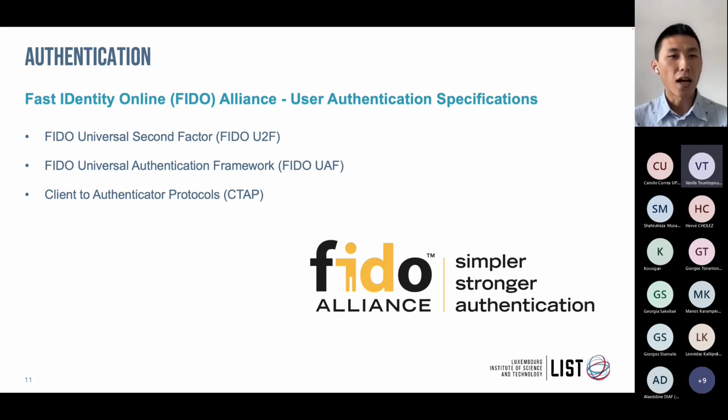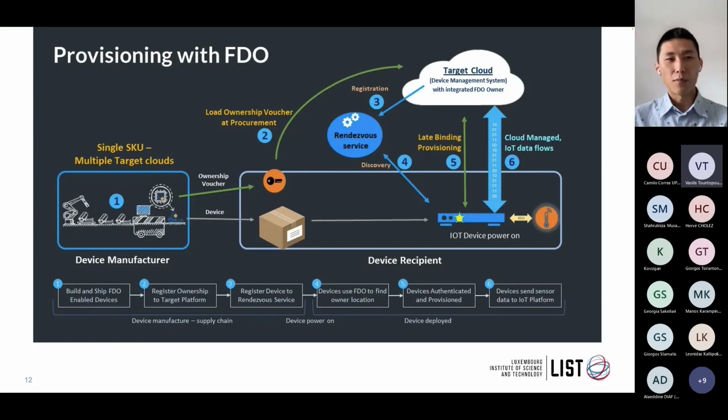And the last one, Client to Authenticator Protocol, CTAP. It is a specification describing how an application and operating system establish communications with a compliant authentication device over, let's say, USB, NFC, Bluetooth communication medium. And what about IoT? Here is a picture about the FDO.